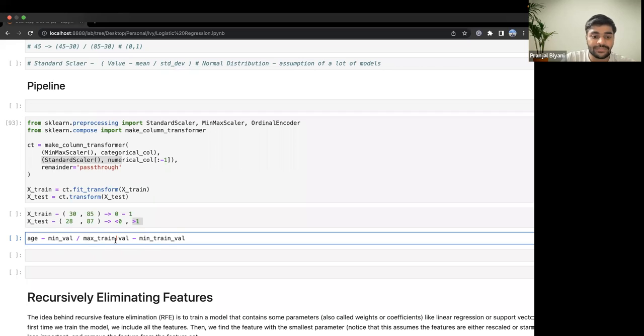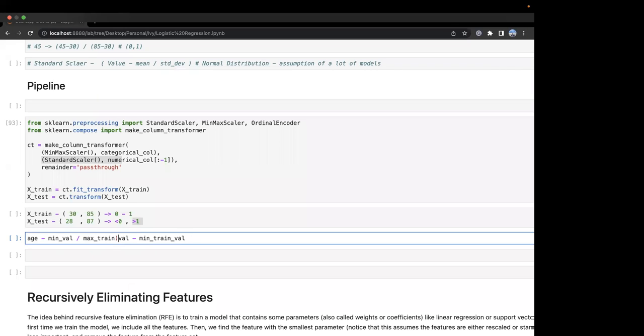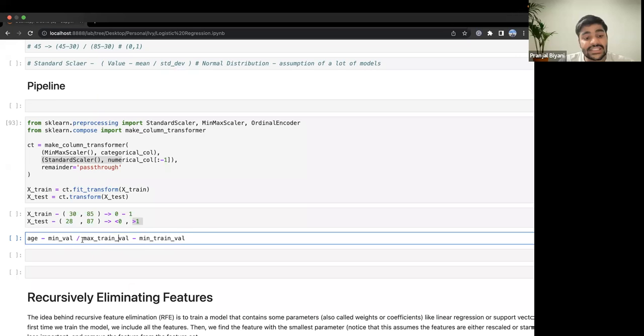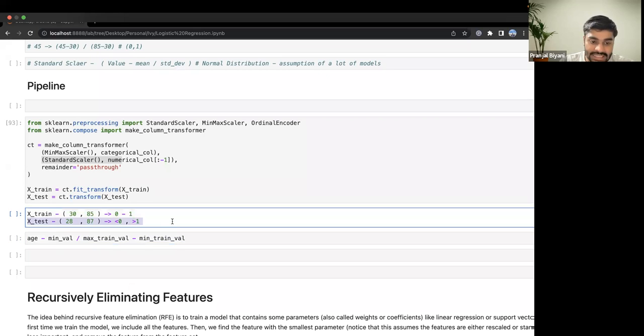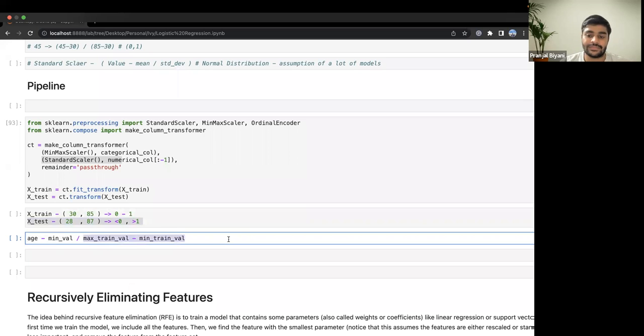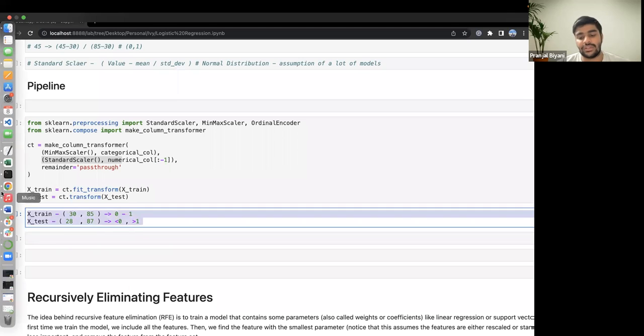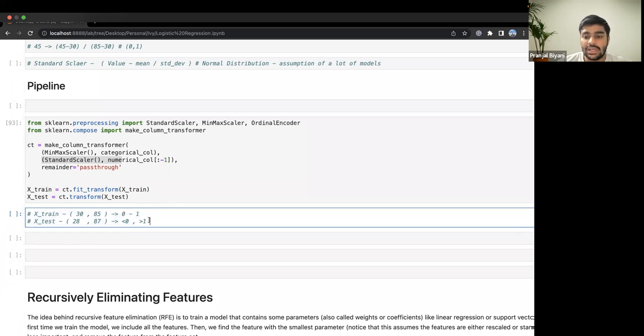Do you get my point? One second, Pranav. This is the training data's maximum and minimum. When I transform for the testing data, I will have to use the same one, right? And the value that I will get will be less than 0 and greater than 1. Okay. Riddhi, are you clear?